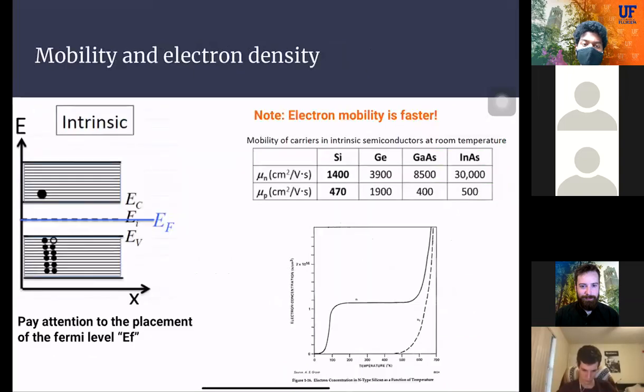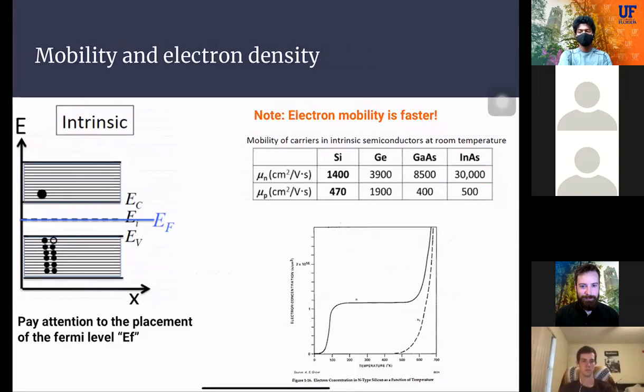Now, what is mobility? We have been talking about it a bit before. Mobility is how easy it is for the electrons to move across a semiconductor when you apply a potential or a field across it. So this is a table for the common semiconductors. For silicon, the mobility of N, that is electrons, is 1400. For holes, it's 470, and germanium and so on. It goes up higher. This is at room temperature.